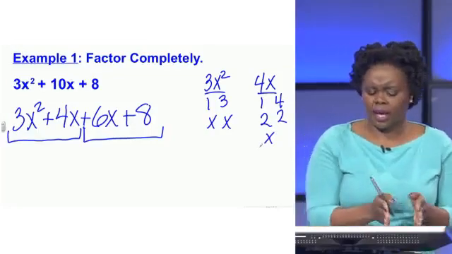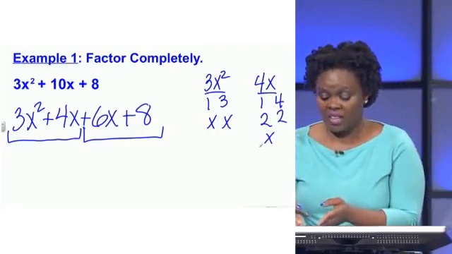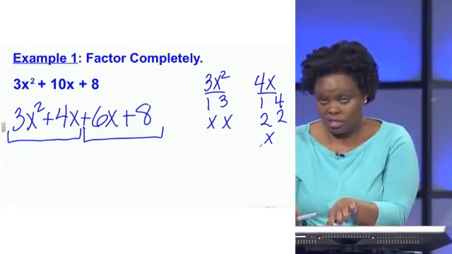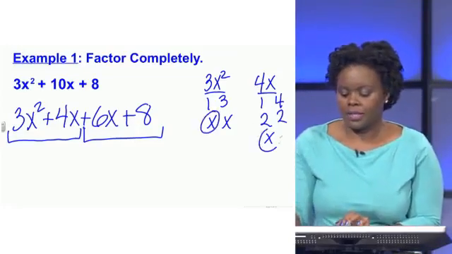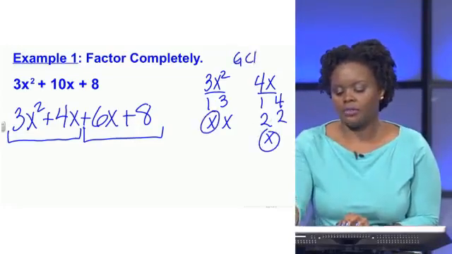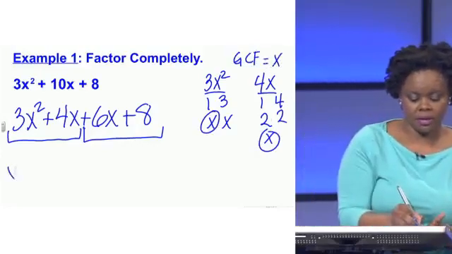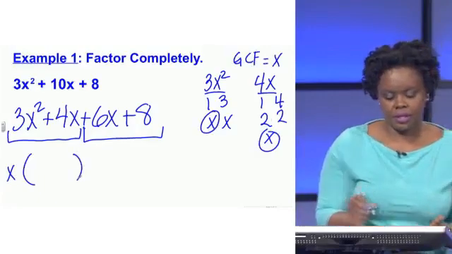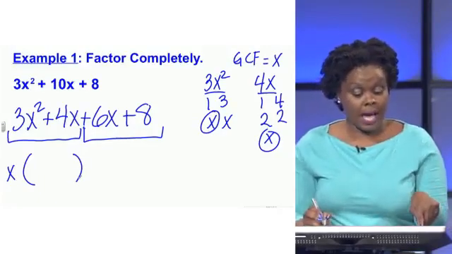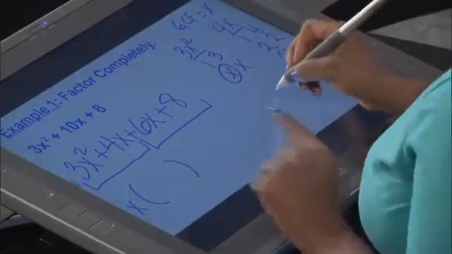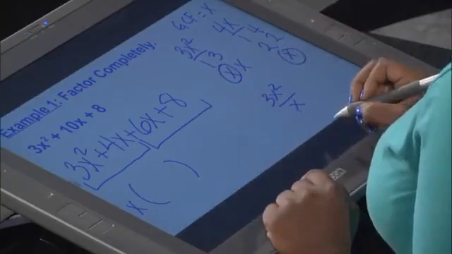So when I'm saying I need the greatest common factor, in this case all they have in common is a 1, which doesn't change anything really, and the x. So I'm going to say the greatest common factor of those two terms is x. So I'll write my x, then I'll open up my parentheses, and then I need to divide each of those terms by x. Okay, so 3x squared divided by x.